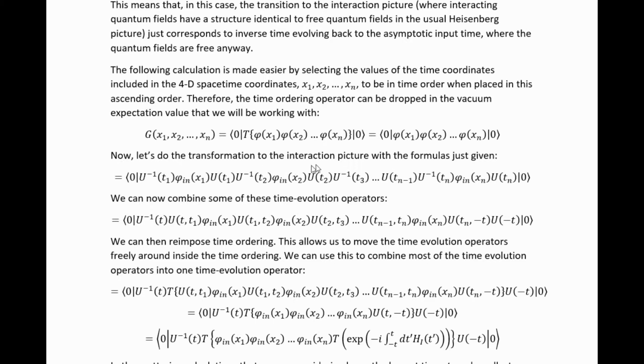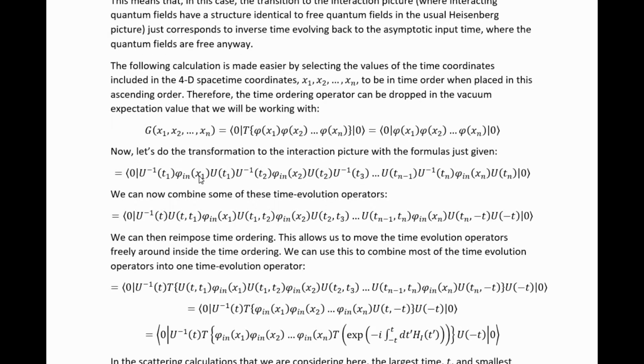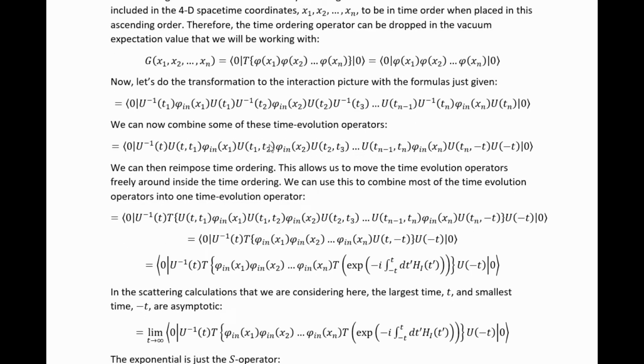Now let's do the transformation to the interaction picture with the formulas just given. Using the U operators, we have this result for the transition. Then we can combine some of the U operators together to get here. We can then reimpose time ordering. This allows us to move the time evolution operators freely around inside the time ordering. We can use this to combine most of the time evolution operators into one time evolution operator. So we go from here to here, and then we can substitute the formula for the time evolution operator in, which gets us to that.